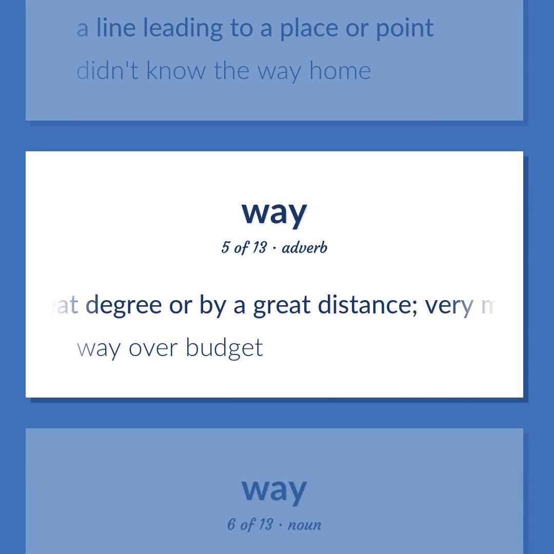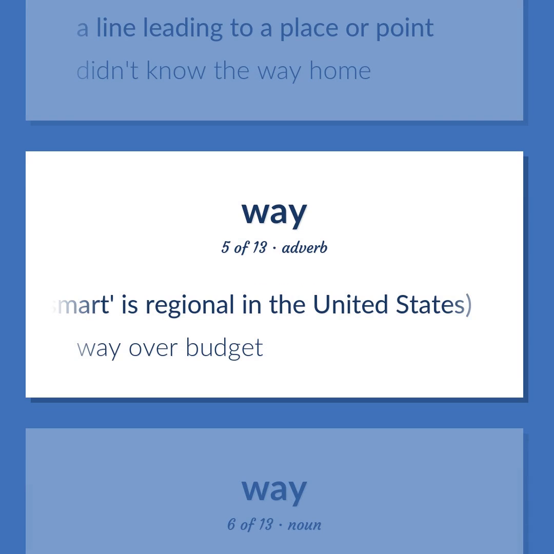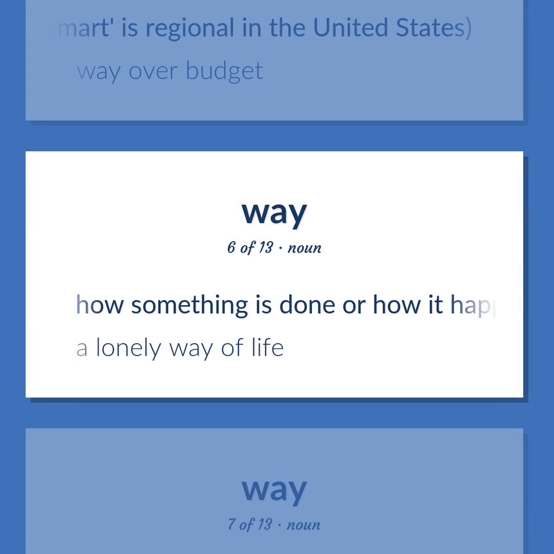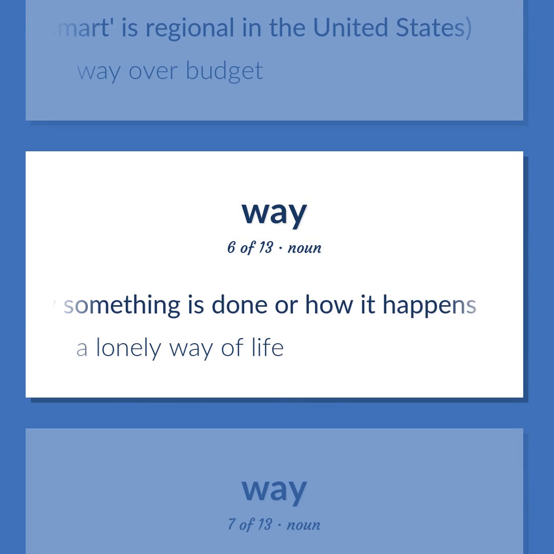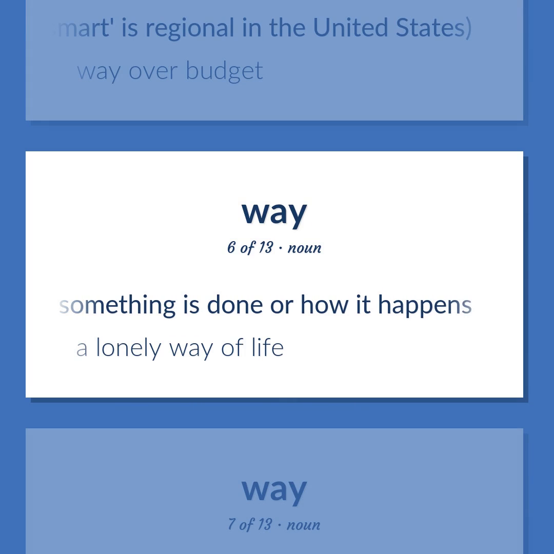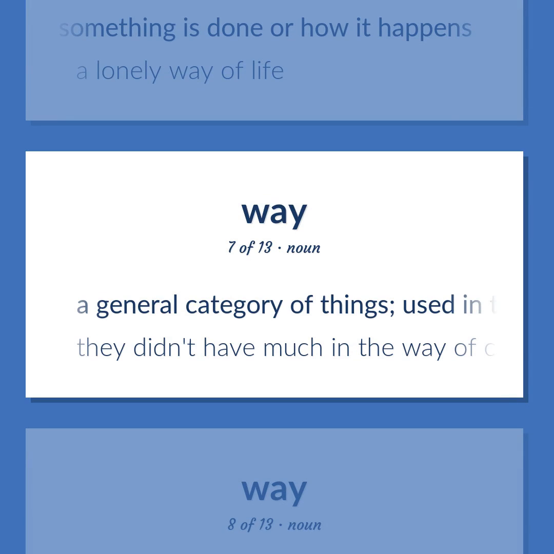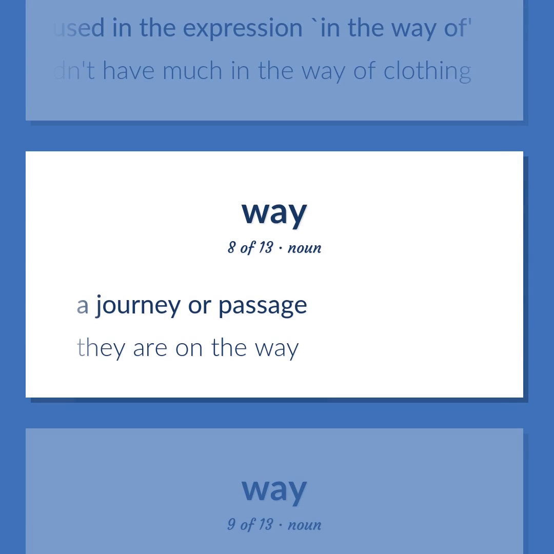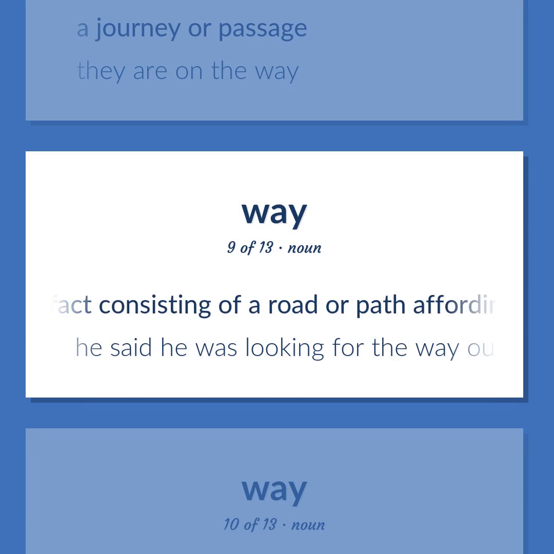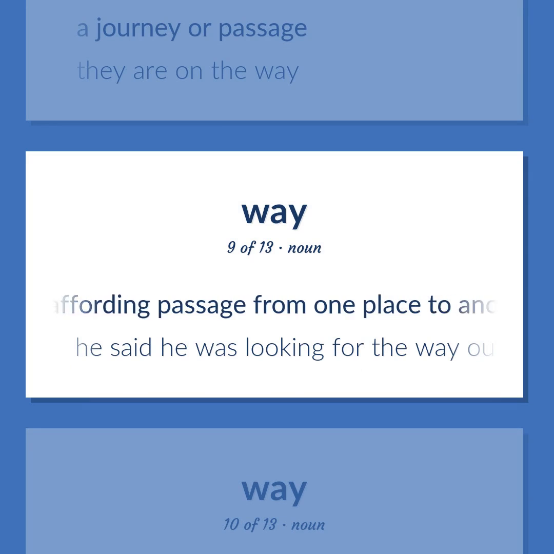To a great degree or by a great distance. Very much, right. Smart, is regional in the United States. Way over budget. How something is done or how it happens. A lonely way of life. A general category of things, used in the expression, in the way of. They didn't have much in the way of clothing. A journey or passage. They are on the way. Any artifact consisting of a road or path affording passage from one place to another. He said he was looking for the way out.